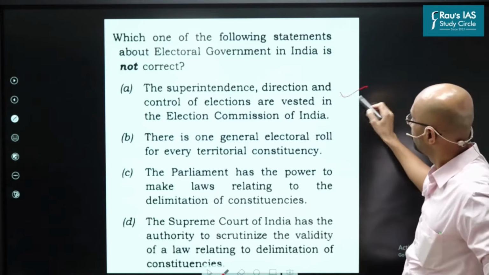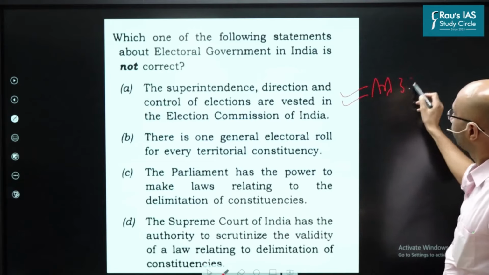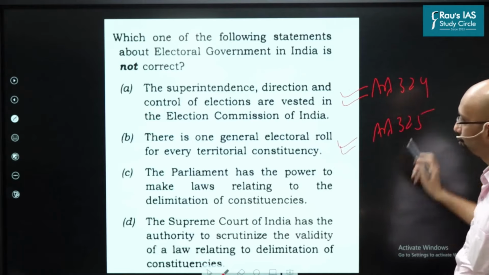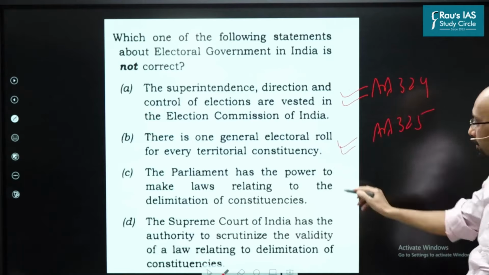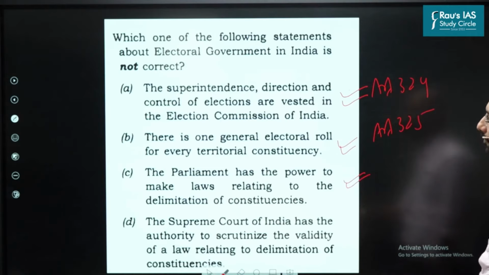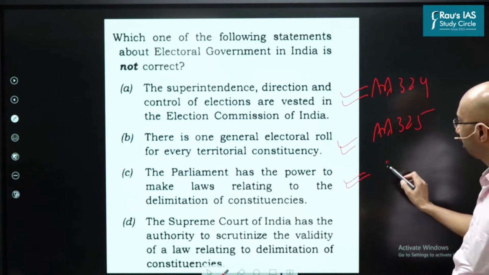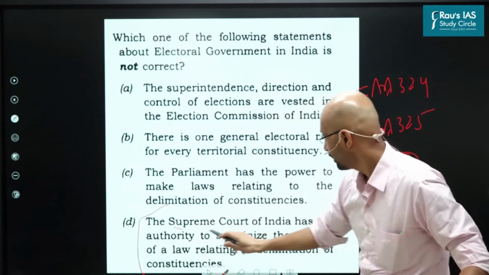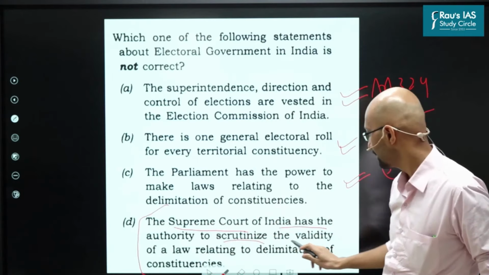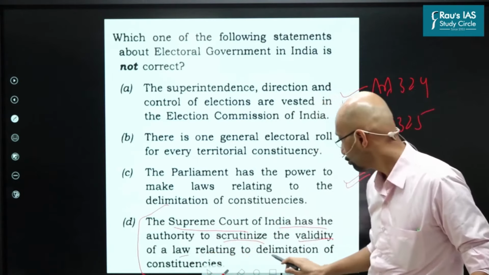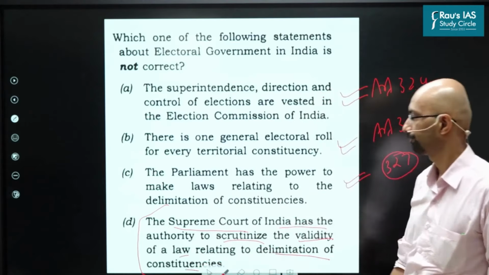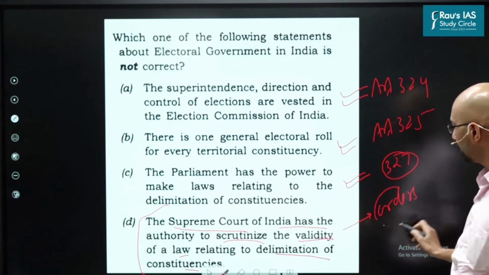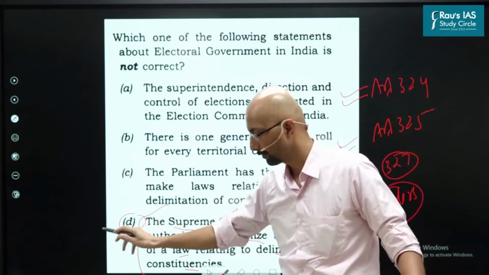This statement is correct. This is given in Article 324. This is correct, given in Article 325 of our Constitution. This is correct. Parliament has the power, it can make laws, given in Article 327. Now, this is what is wrong. The Supreme Court of India has the authority to scrutinize the validity of a law relating to delimitation of constituencies? The answer is no. As we mentioned, the orders of the Delimitation Commission are final and cannot be challenged. This is wrong. So the answer is D.